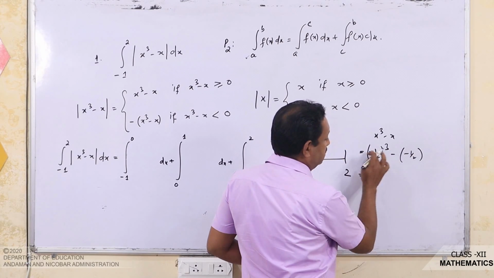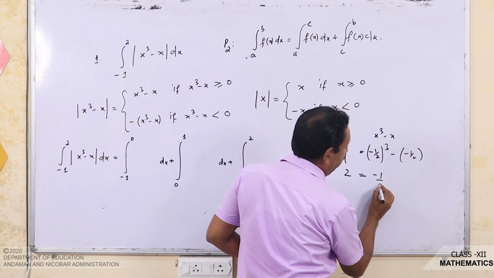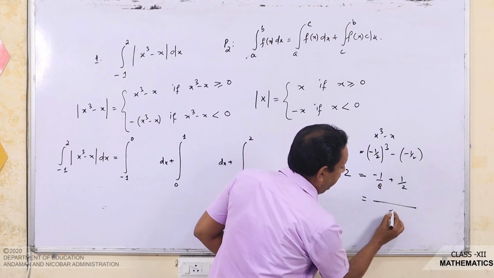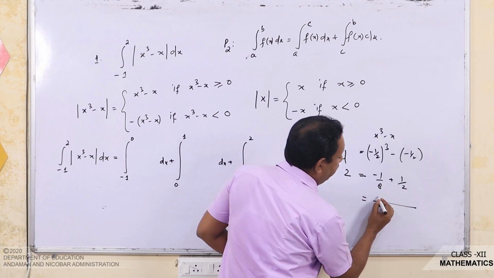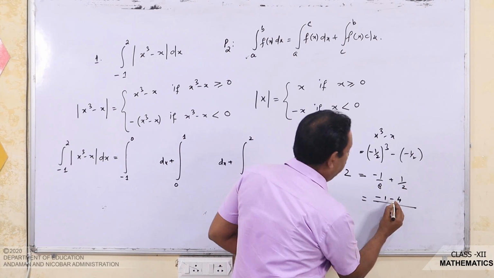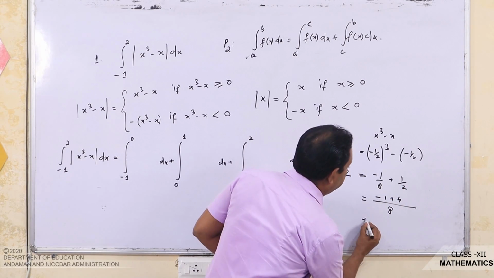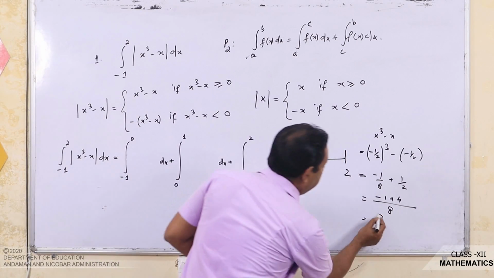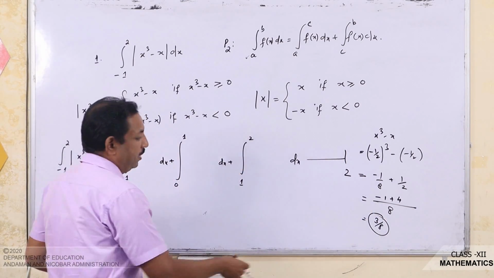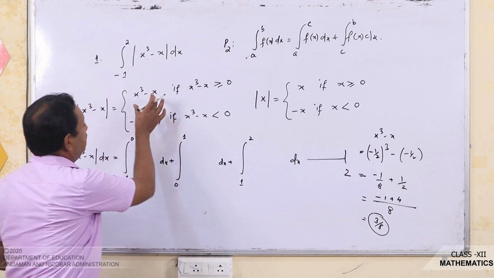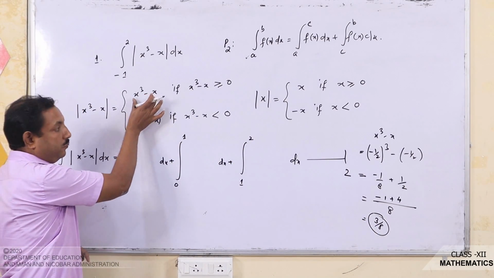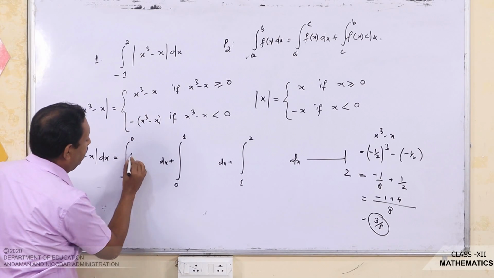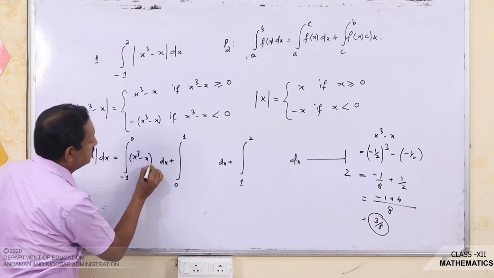So, this will give you minus 1 by 8 plus 1 by 2, which is minus 1 plus 4 over 8, so you are getting 3 by 8 here. That means you are getting a positive value. So, you have to choose the positive function from here. That means in this interval we have x cube minus x dx.